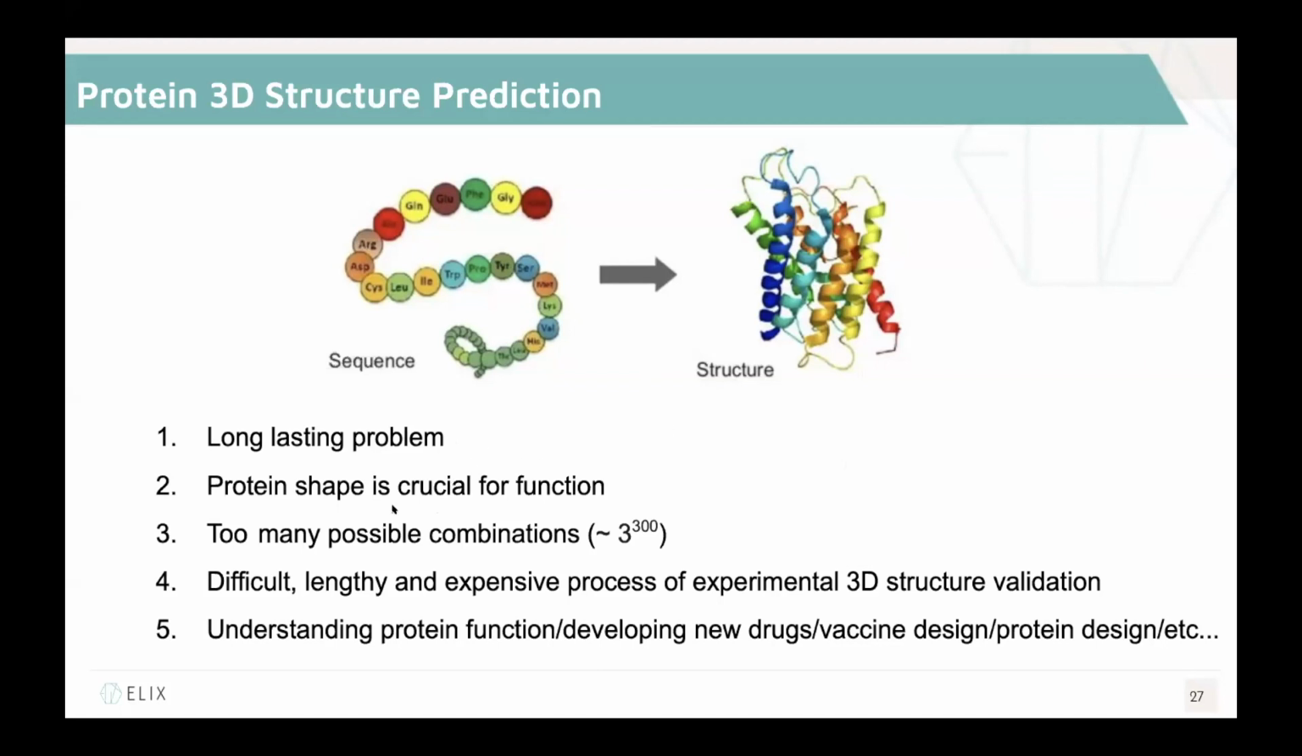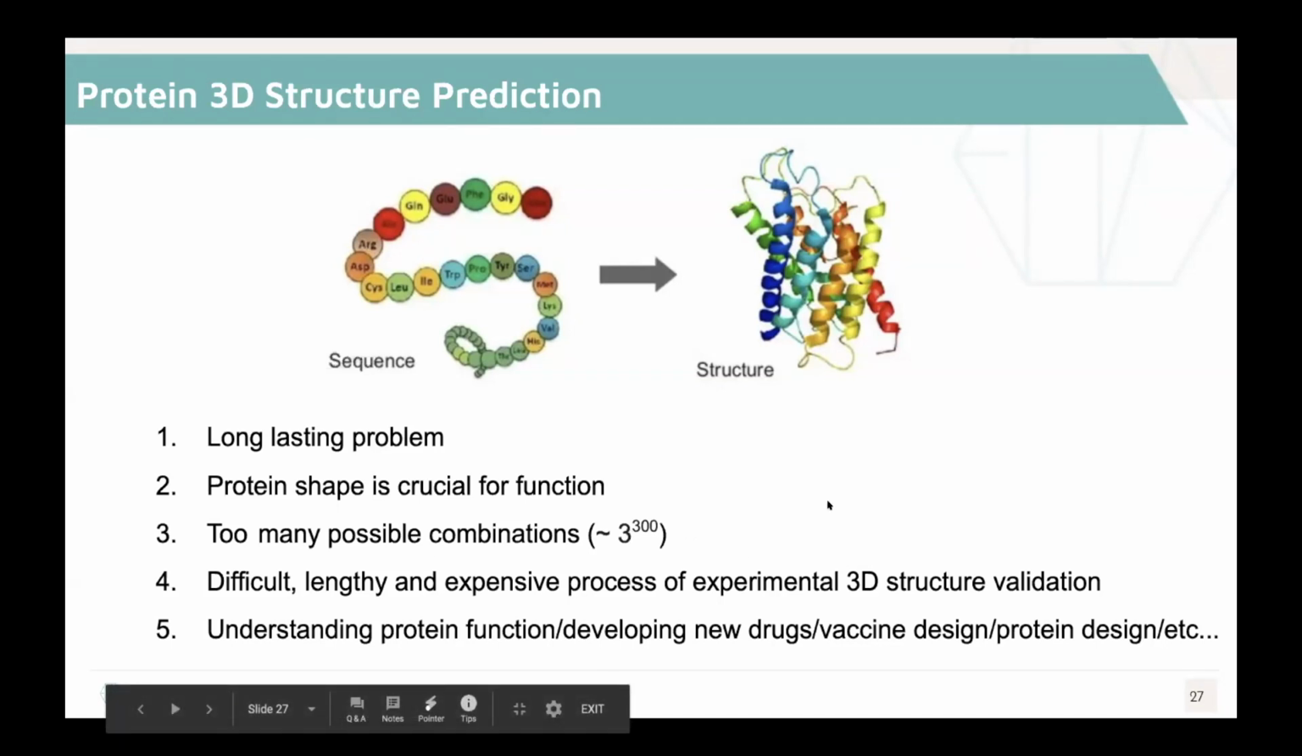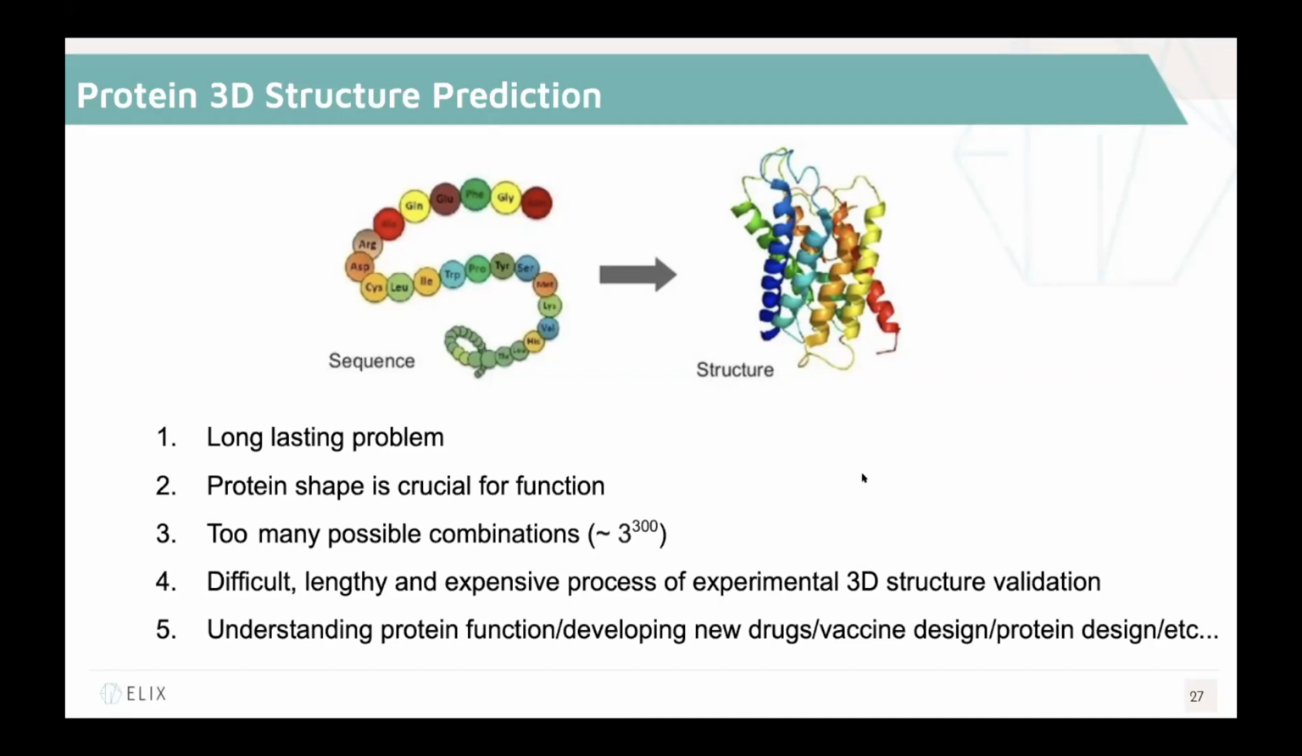It's very much important, and too many possible combinations really complicate this problem. So far, the only methods out there are some complex experimental techniques like electron microscopy, crystal generation, and NMR. Those are certain equipment you need to do those experiments, and it's not present everywhere. So it's an expensive and difficult problem.